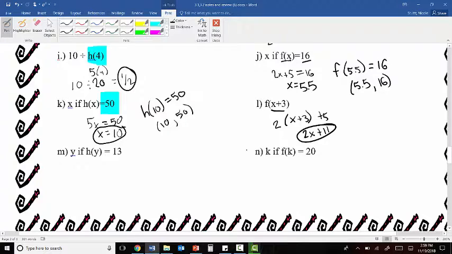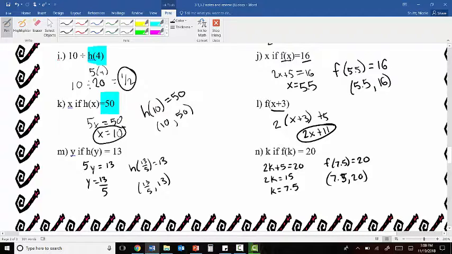So what I'd like you to do for m and n is give those a shot. Don't be overwhelmed. I changed x into y. It's the same situation. I changed x into k, same situation. So instead of x, just use the letter k and see if you can come up with something.